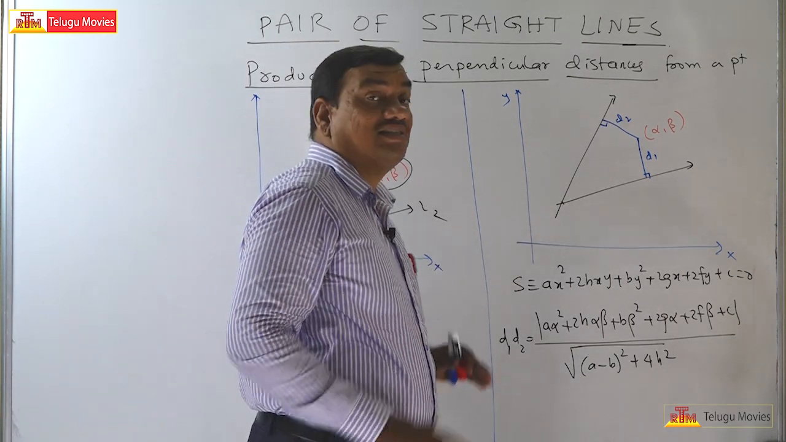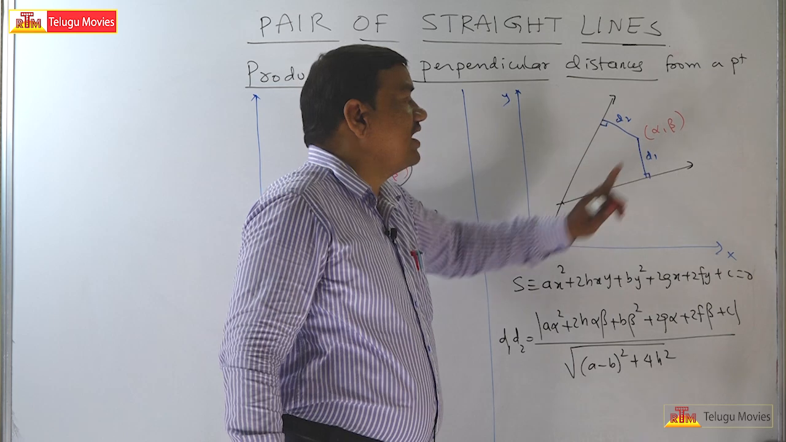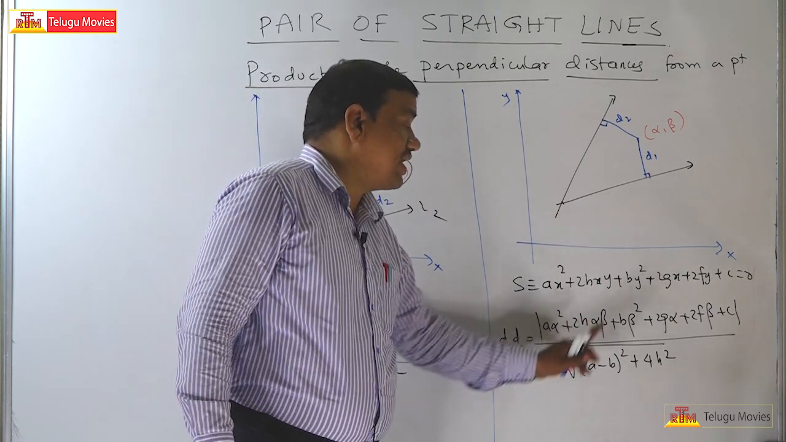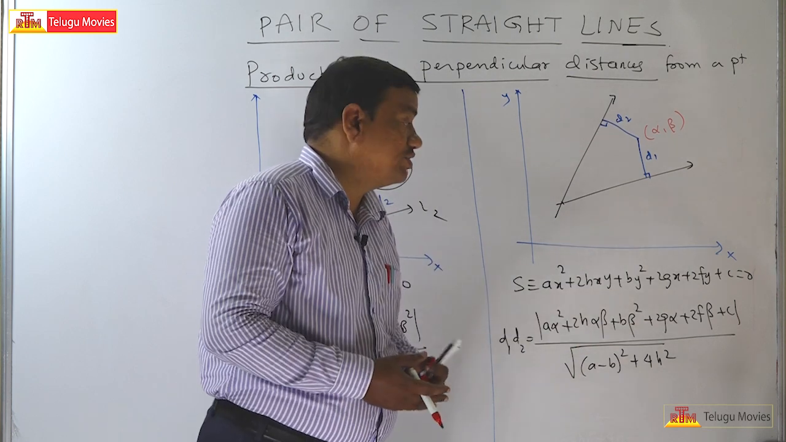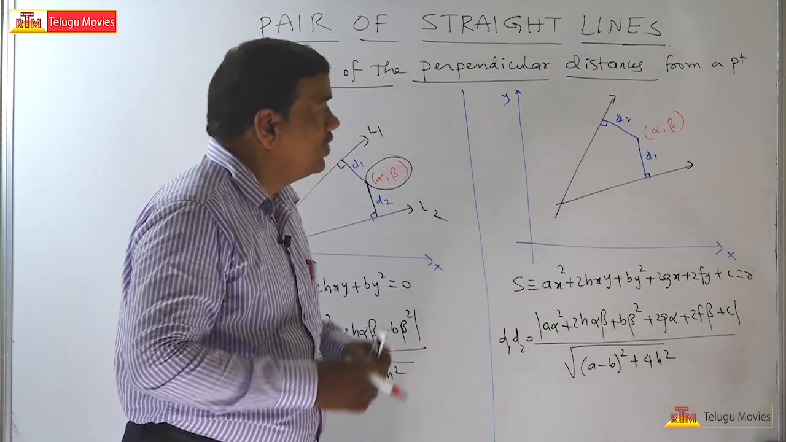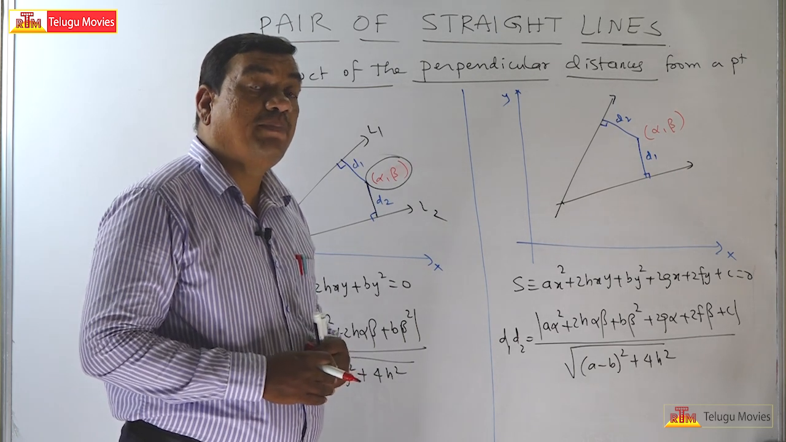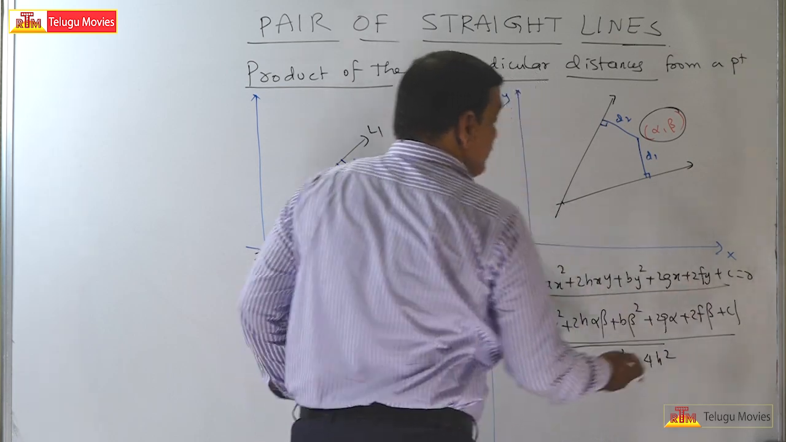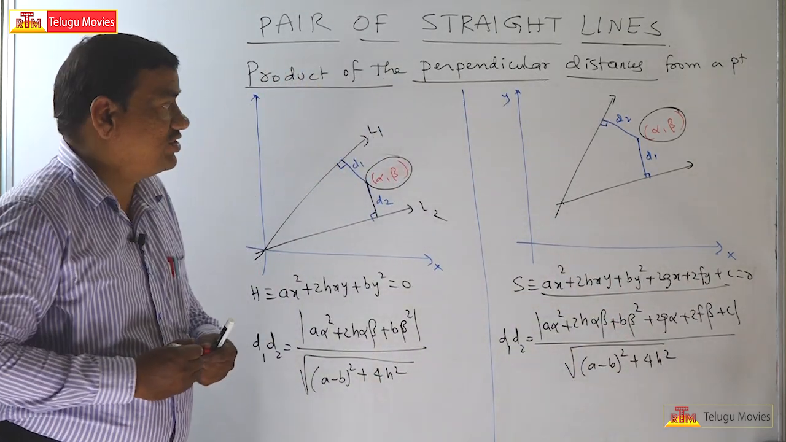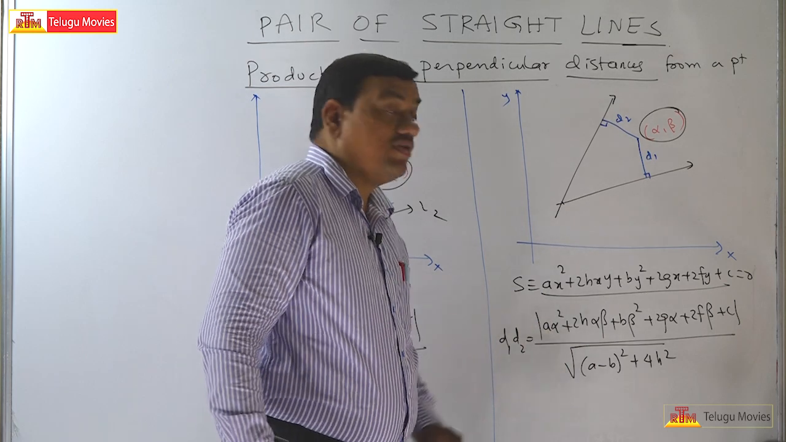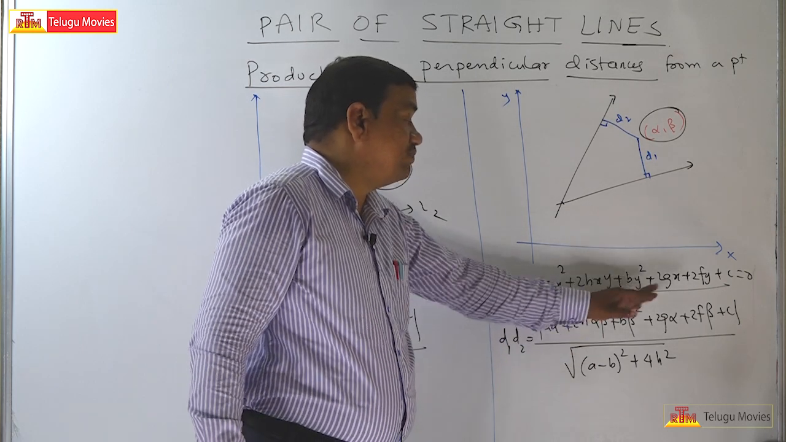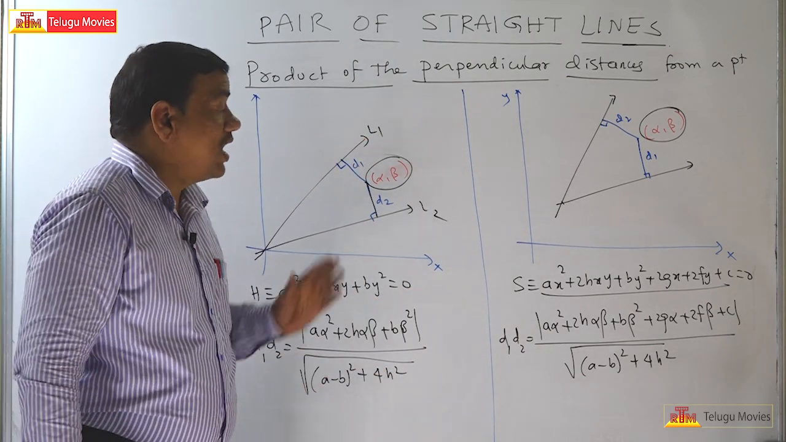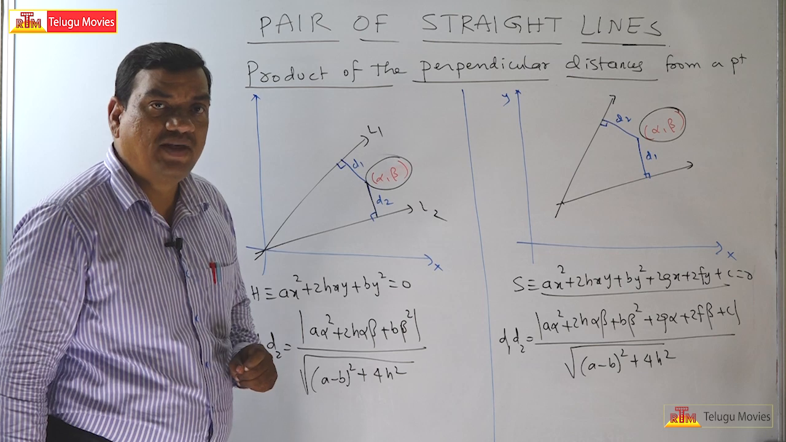Let this pair of lines not pass through the origin, with distances d1 and d2. Okay now, then the equation is ax square plus 2hxy plus by square plus 2gx plus 2fy plus c is equal to 0. Then here also the product of the perpendiculars follows the same concept. Substitute alpha comma beta on the left hand side of the equation. So that is given by a alpha square plus 2h alpha beta plus b beta square plus 2g alpha plus 2f beta plus c upon the square root of a minus b whole square plus 4h square.